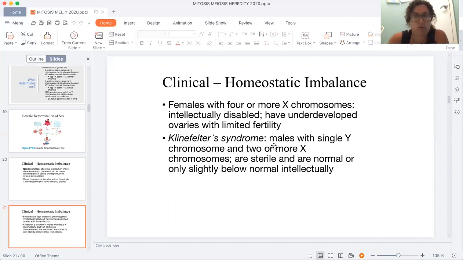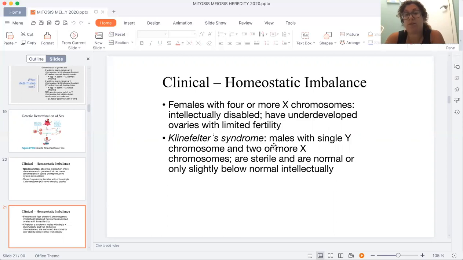And anytime that we have too many or too few chromosomes, we always think of an intellectually disabled person. So there's sometimes 3 X's, 4 X's. They most of the time have underdeveloped ovaries and limited fertility. And you're like, wait, they have more X chromosomes. But more chromosomes is not always better.